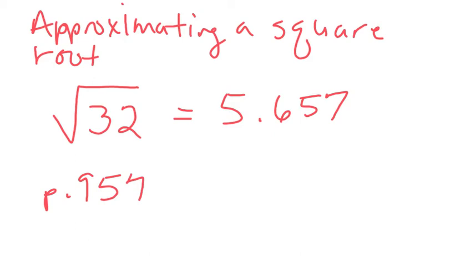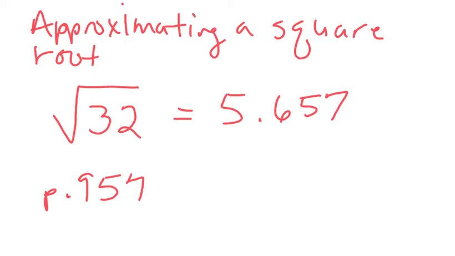When you go to page 957 and look up the square root of 32, it says 5.657. Now, that is not the whole number. They have chosen to round it to the thousandths place, because the square root of 32, since it's not a perfect square, is an irrational number, and it keeps going forever, and it never repeats. It's a non-repeating, non-terminating decimal. All the square roots that are not perfect squares are non-terminating, non-repeating decimals. So they have to round them.